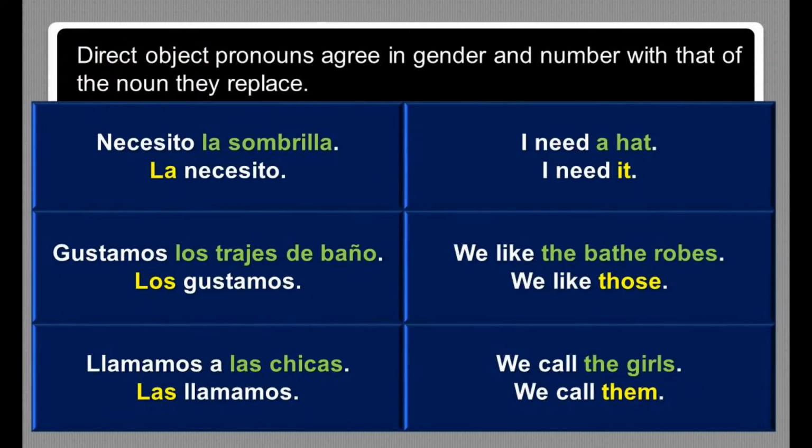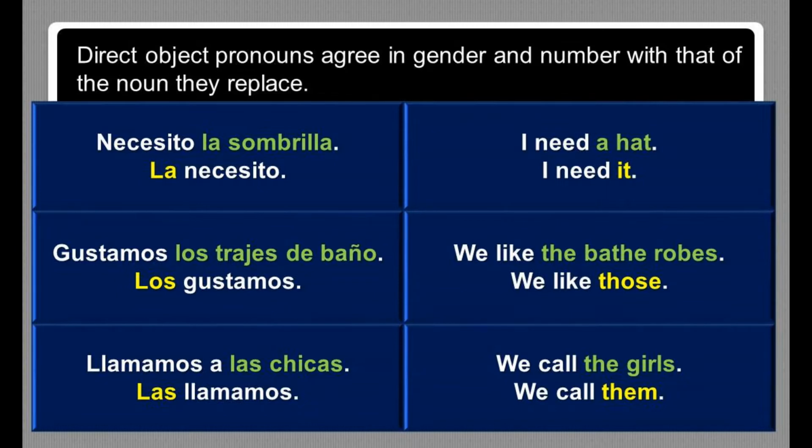Direct object pronouns agree in gender and number with that of the noun they replace. Look at these examples. Necesito la sombrilla, I need an umbrella. La necesito, la is used to replace la sombrilla, I need it. Gustamos los trajes de baño, we like the bathing suits. Los gustamos, we like those. Los is used to replace los trajes de baño.